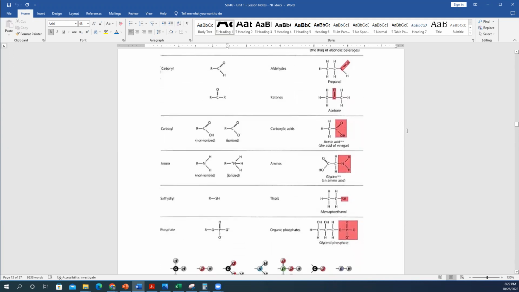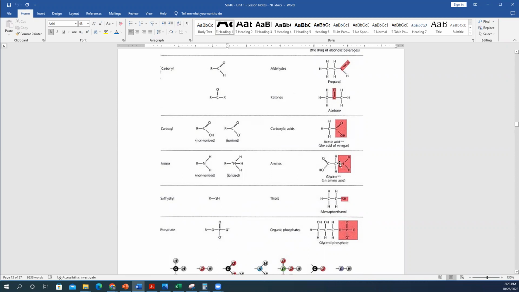Then we talked about these two important groups, the carboxyl and the amino groups, and these became actually very relevant when we talked later on about proteins, because all proteins are made up of amino acids, and amino acids have got a carboxyl group at one end and an amino group at the other, such as this glycine molecule. This is the smallest one of the amino acids.